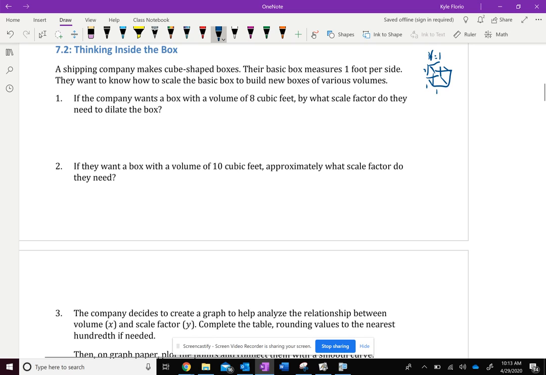If the company wants a box to have a volume of 8 cubic feet, what scale factor would they need? So if I wanted the volume to be 8, then the original volume times my scale factor cubed needs to give me 8. And my scale factor cubed is 8, which means my scale factor has to be 2. 2 times itself 3 times is 8. And we could also just do the cube root of 8, which is going to be 2. So that'll give us our answer.